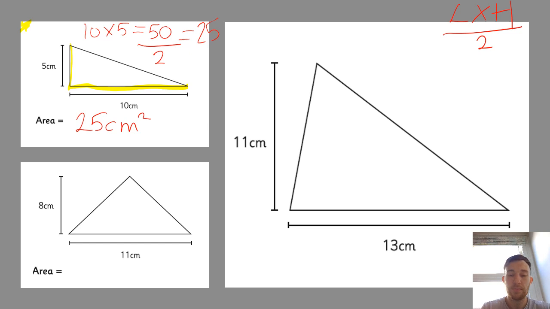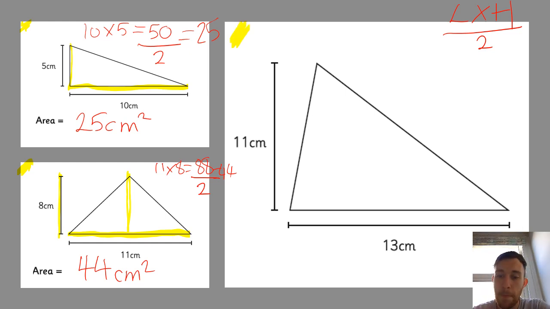Okay, so now looking at the next one. I can see that the length of the triangle is 11 centimeters, and I can see the height. So this bit here would be the height going down here. So the height of my triangle is 8 centimeters. So using my formula, I do my length 11 times 8 equals 88, and then I'm going to divide that 88 by 2, which equals 44. So the area of this triangle is 44 centimeters squared.